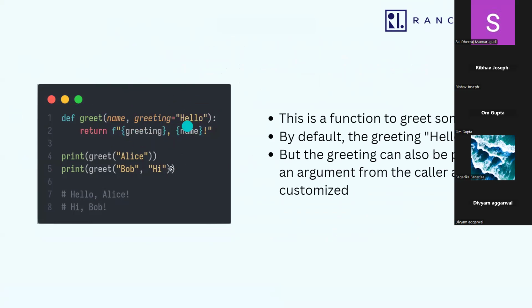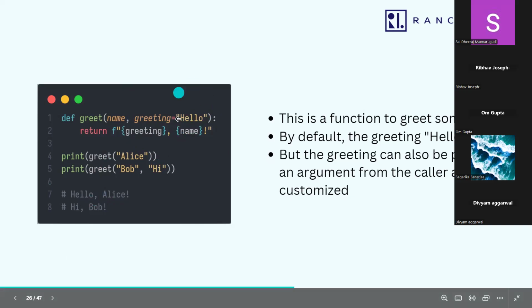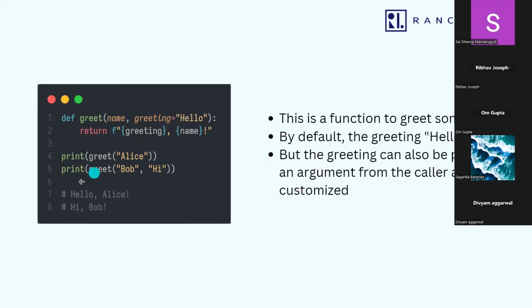If I'm not going to give any parameter for greeting, the first one will be name, the second one will be greeting, right? So the first one I'm giving as Alice, but I'm not giving any other parameter for greeting. In that case, instead of giving an error, it is going to use the default value that I gave at the time of defining. Am I clear? Did you see the output? Hello is the default value, right? That is why I get hello as the greeting.